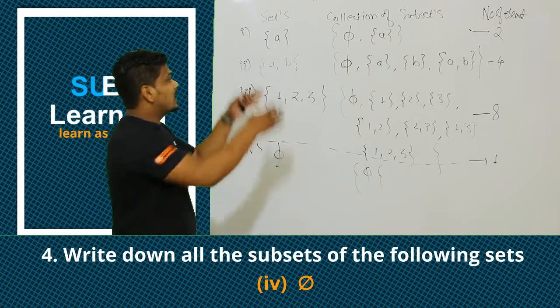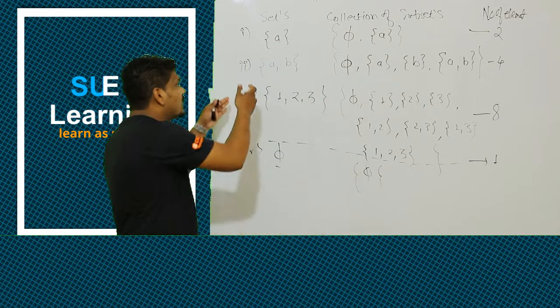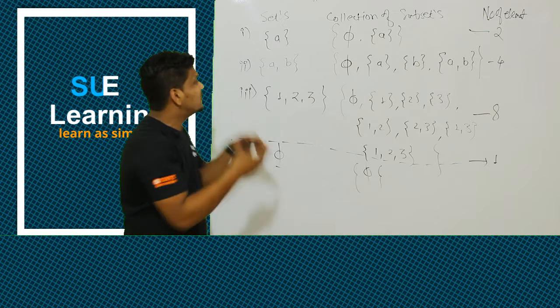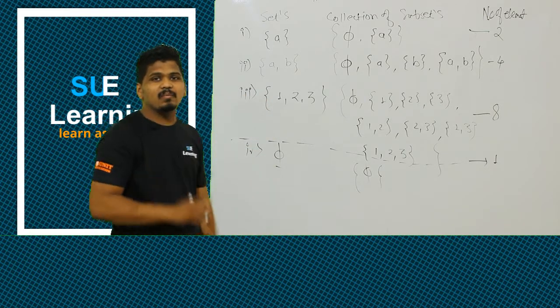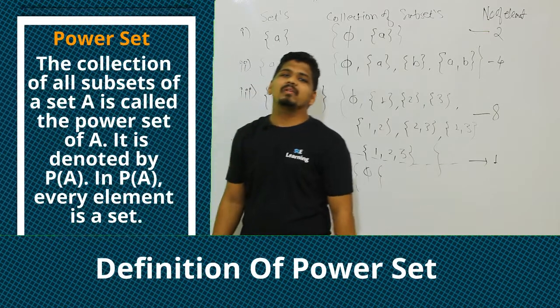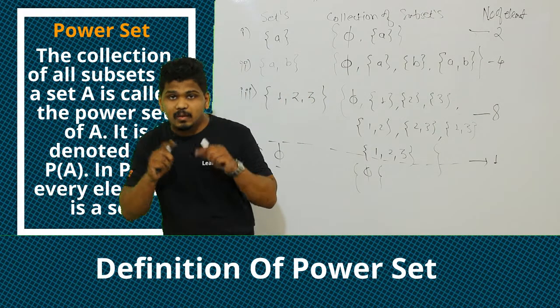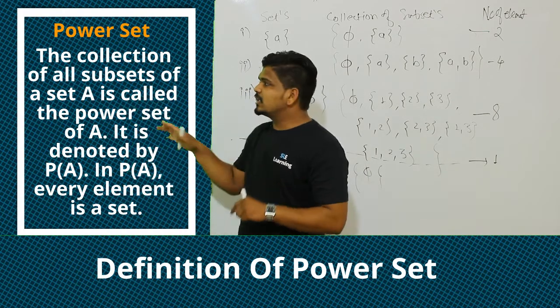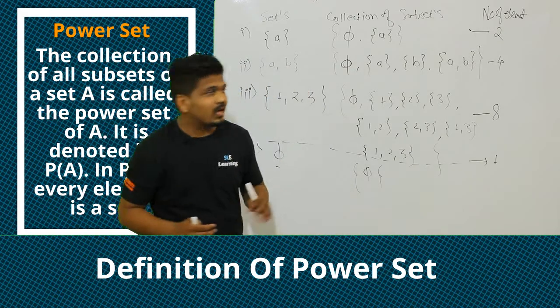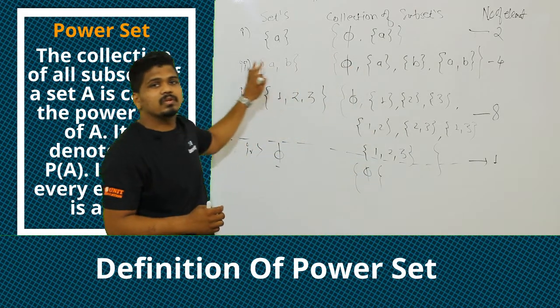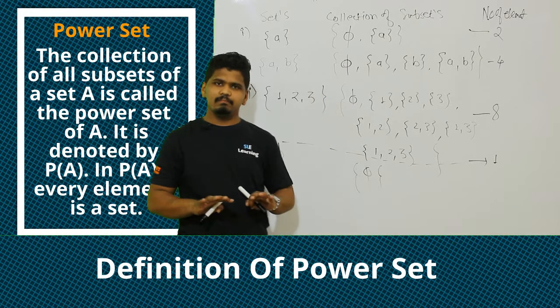What is this collection of subsets called? Firstly, this collection of subsets of some set is called the power set of that set. Okay, this is the definition of power set. A power set is nothing but the collection of all subsets of some set. Since these are collections of subsets of this set, it has become the power set.